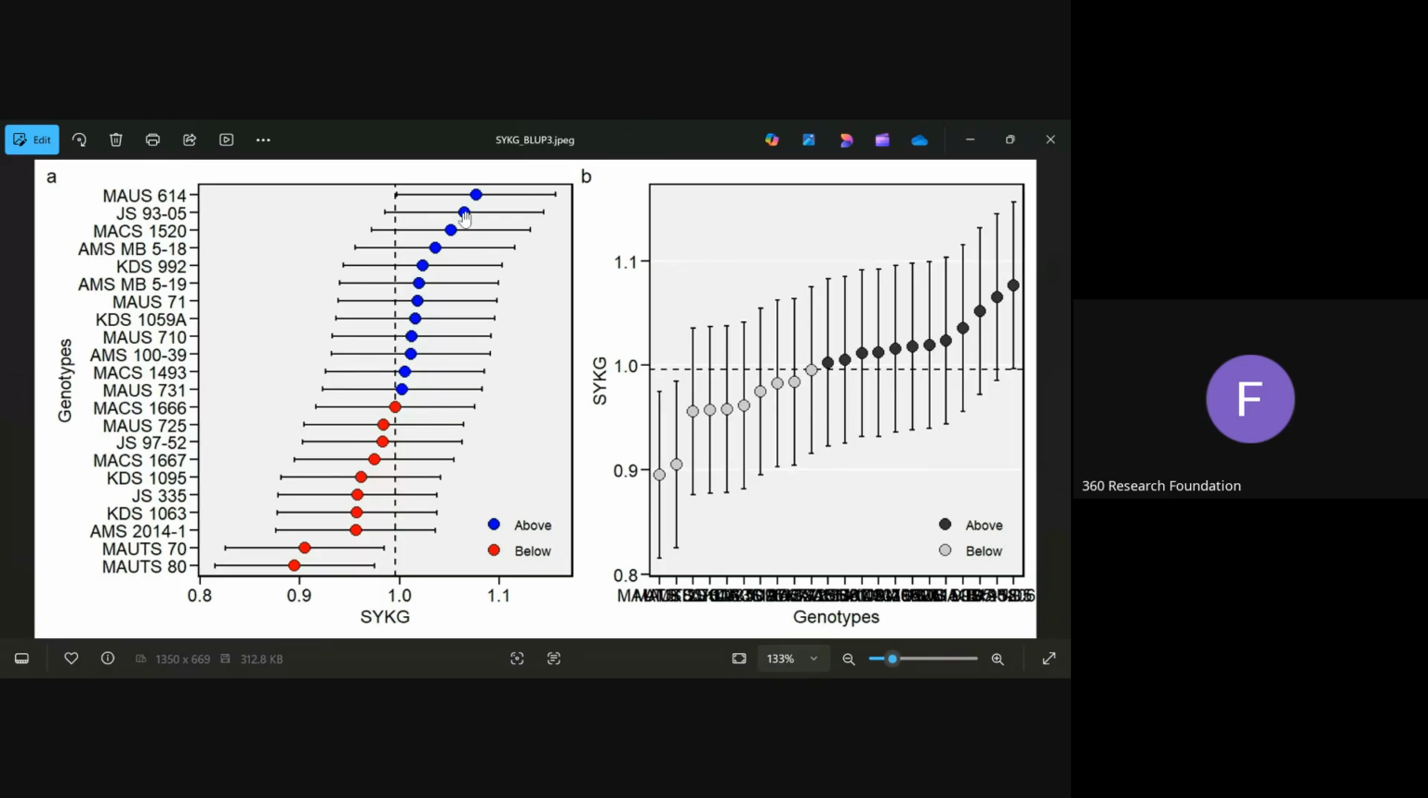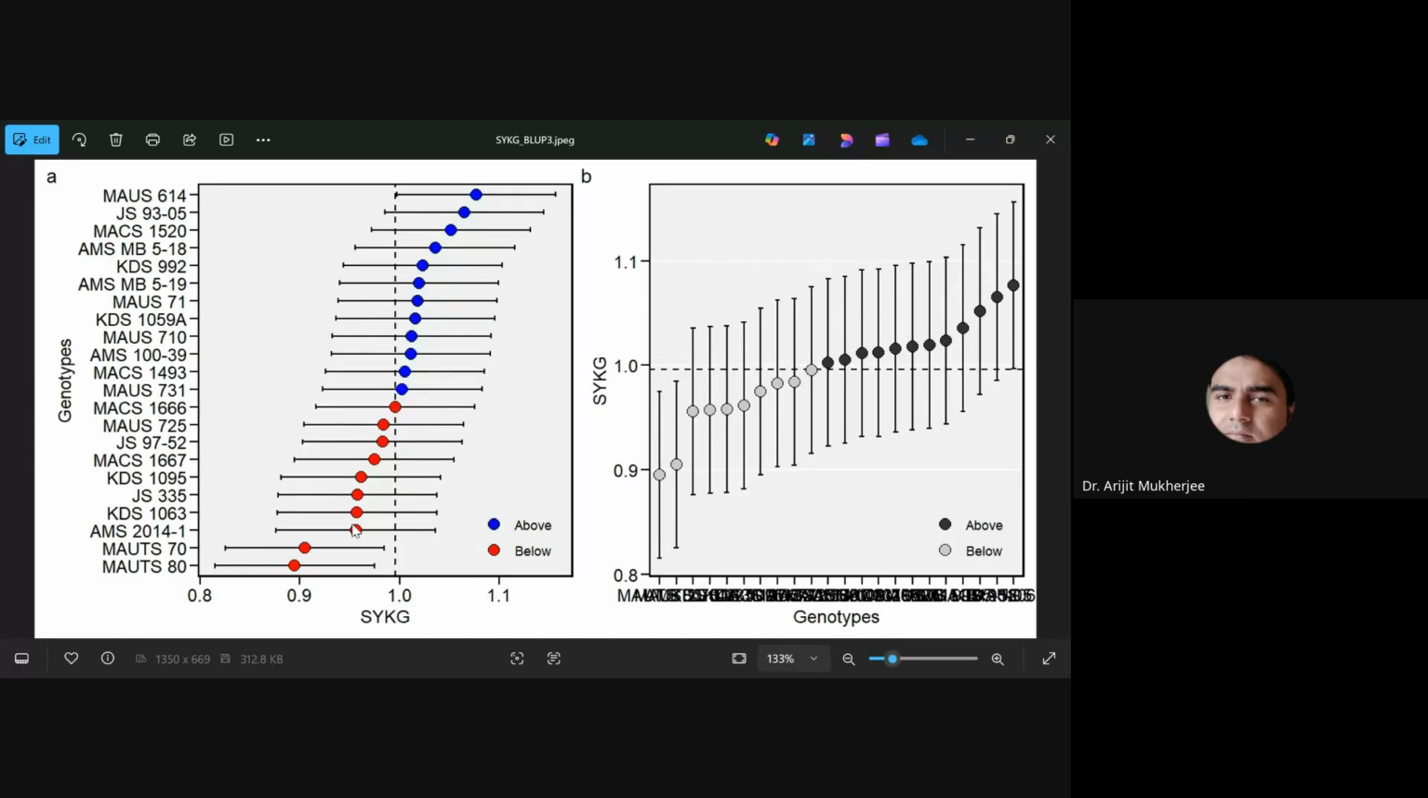Here the genotypes are in blue and red color, and on either side the bars are there. Those bars are called error bars. I will show you some other diagram where you will see the length of the error bars varying.